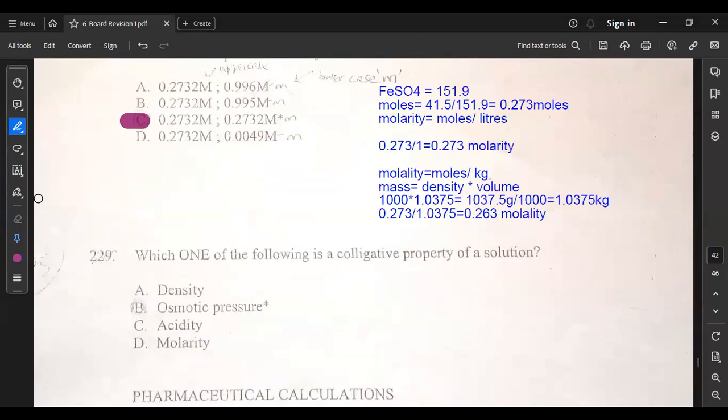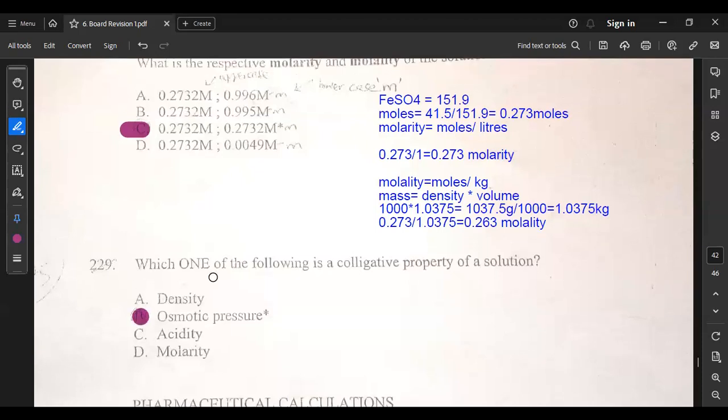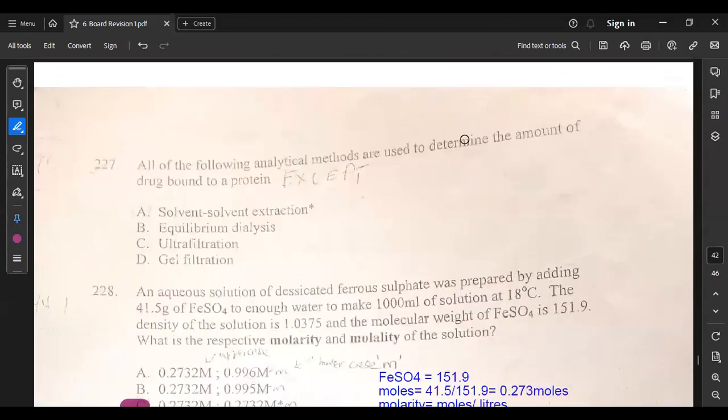Can you go to the next question? Like 227 is the next one. So all of the following analytical methods are used to determine the amount of drug bound to a protein, except solvent-solvent extraction, equilibrium dialysis, ultrafiltration, and gel filtration.